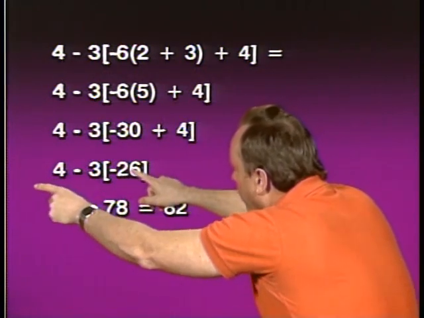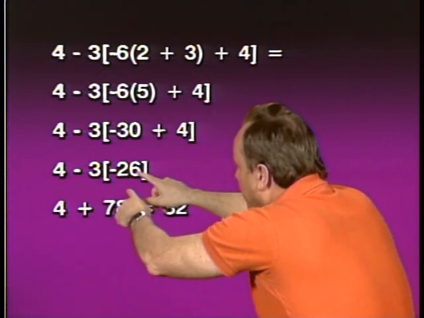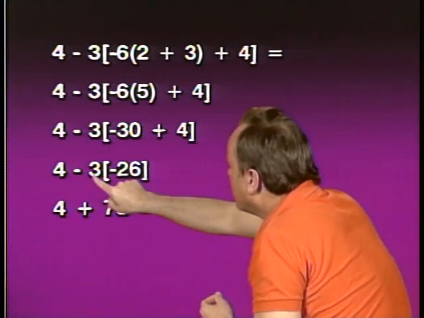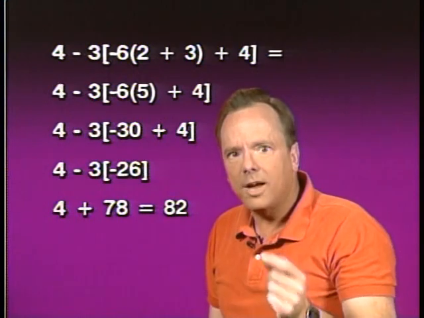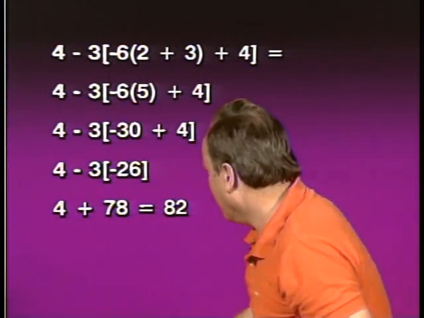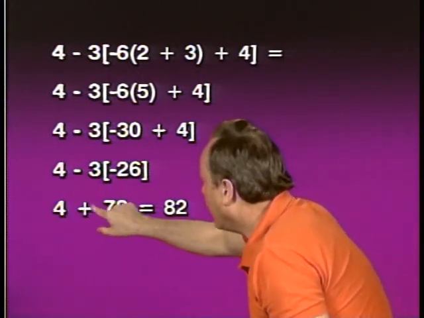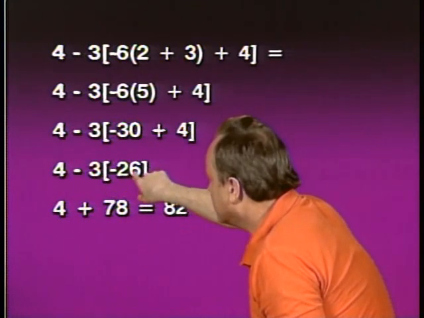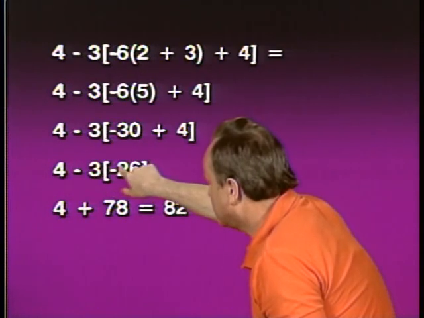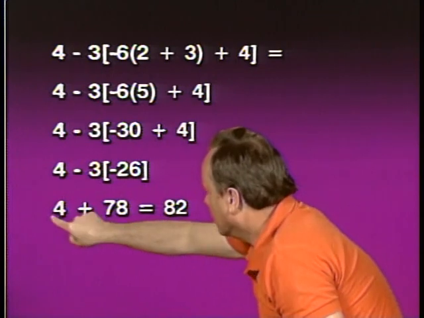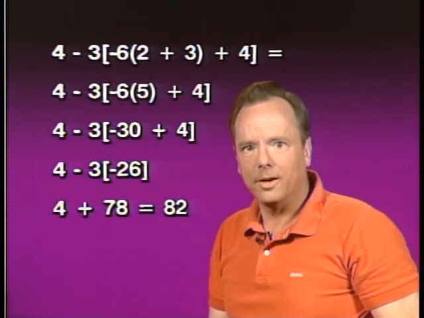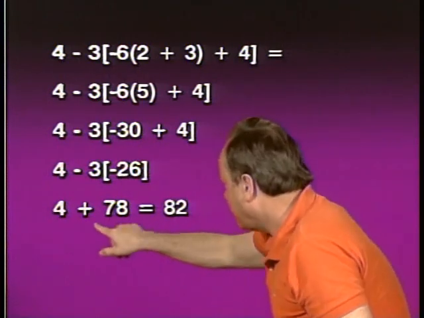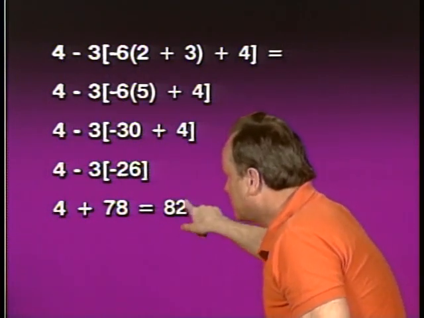So we now have 4 minus 3 times minus 26. Now we can multiply that minus 3 times minus 26. What's a minus times a minus? You're right, it's a plus. So it becomes 4 plus, and 3 times 26: 3 times 6 is 18, 3 times 2 is 6, carry the 1, is 78. So it's 4 plus 78, and we can do this one in our head. We don't need the calculator for it, but 4 plus 78 equals 82. So that's how we do it.